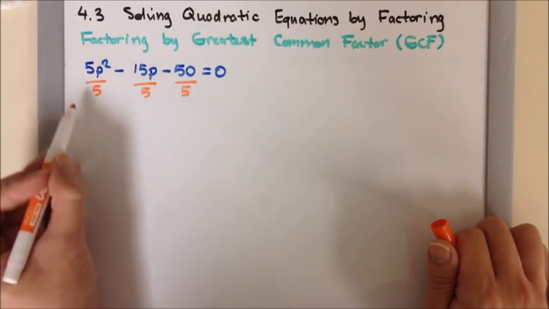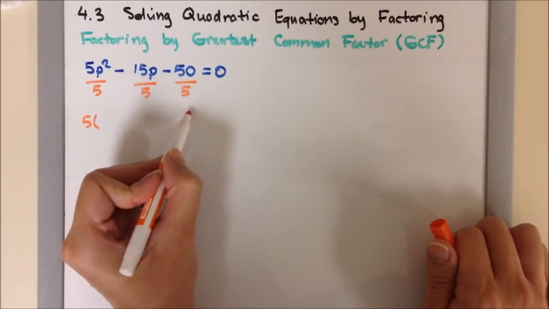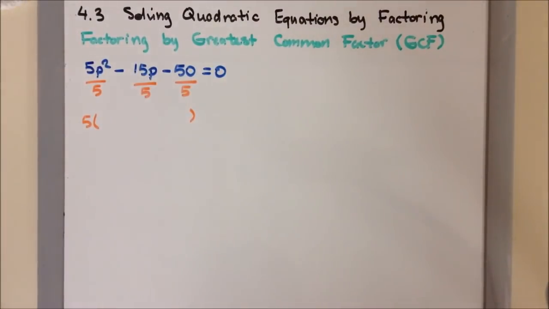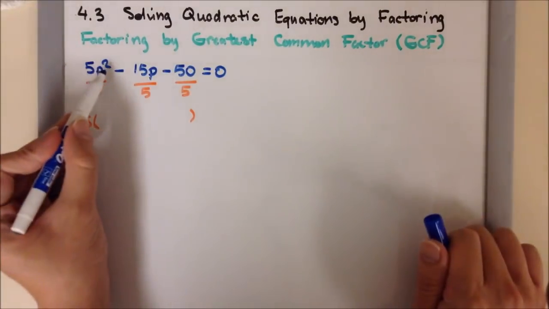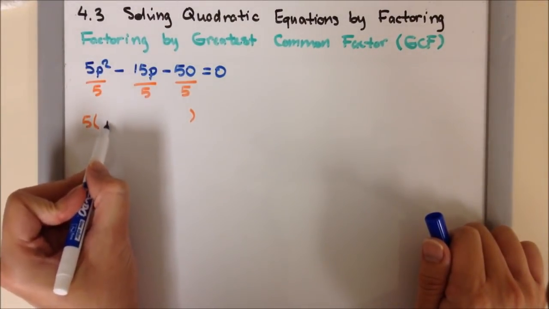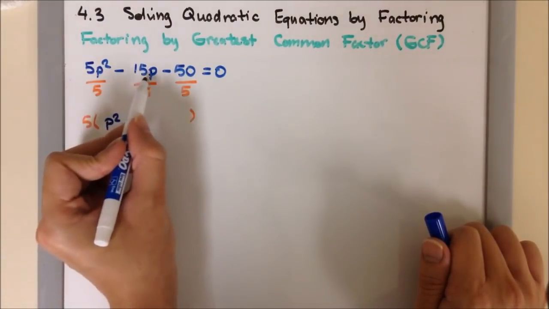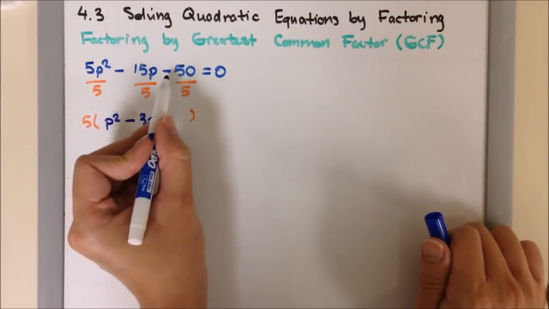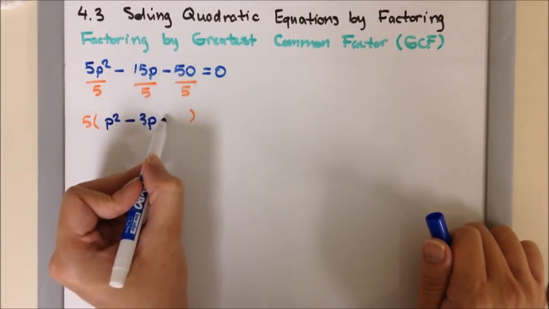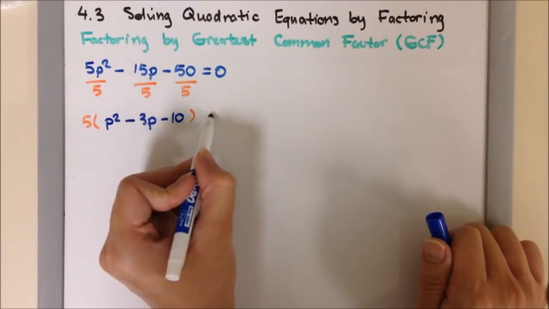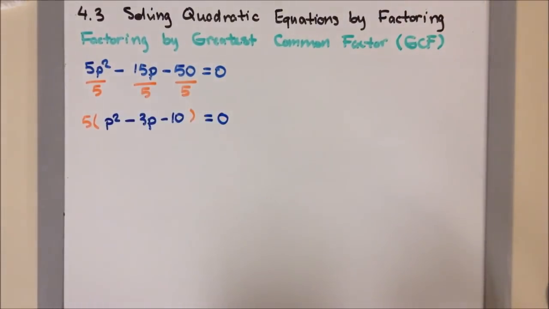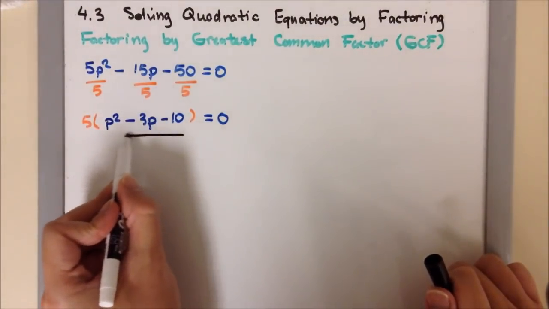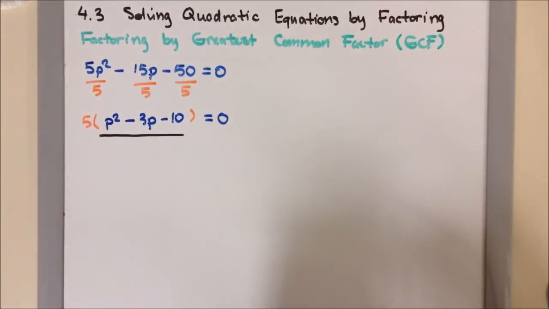My common number will be outside the parentheses. And now I'm going to divide each term by 5. So 5p squared divided by 5 will simply be p squared. Negative 15p divided by 5 will be minus 3p. Negative 50 divided by 5 will be minus 10, equal to 0. Alright. From that point, we're just simply going to factor what's inside the parentheses. So p squared minus 3p minus 10.